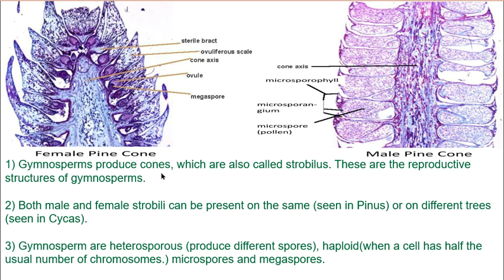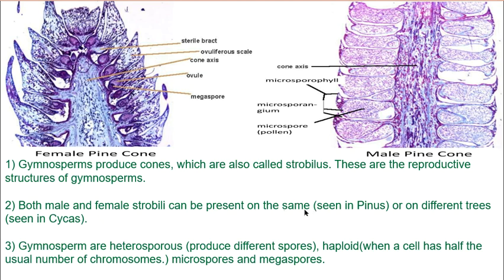Gymnosperms produce cones, which are also called strobilus. Now, the second name of cone is strobilus. These are the reproductive structures of gymnosperms. In the introduction also, I told you that gymnosperms produce cones and these are the only reproductive structures of gymnosperm plants. Both male and female strobili, strobili being the plural of strobilus, can be present on the same tree or on different trees.